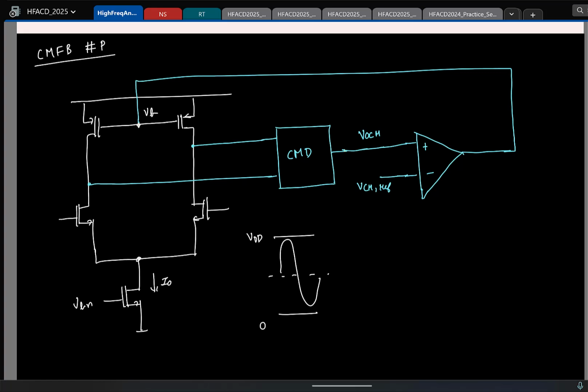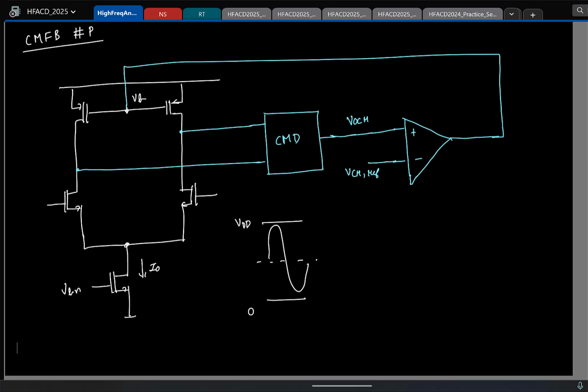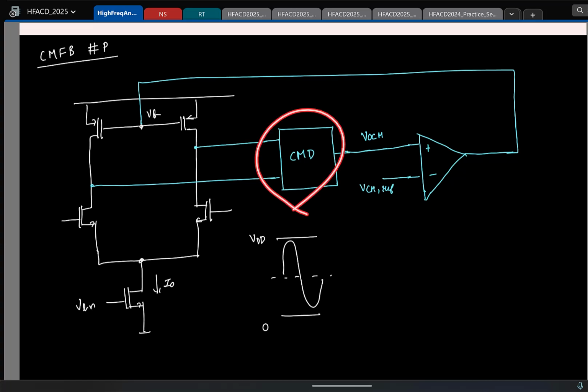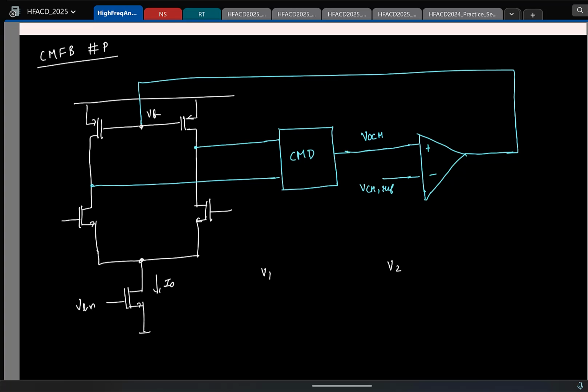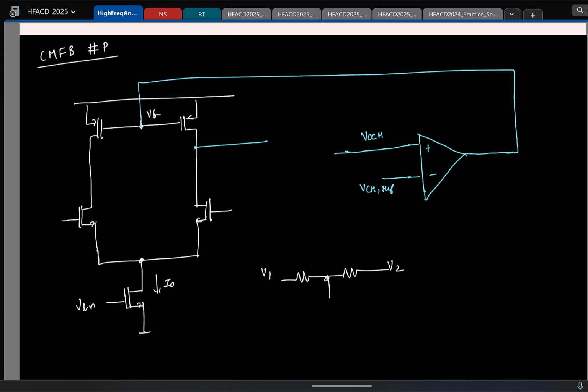Great. So now let's see how we can implement everything on circuits. First let's look at the detector block, the common mode detector, and this common mode detector is just taking the average of two voltages. If I have two voltages, what is the easiest way to take the average? Put two resistors of equal value, the midpoint will be the average of the two, simple. This guy is not so complicated. It is just two resistors.